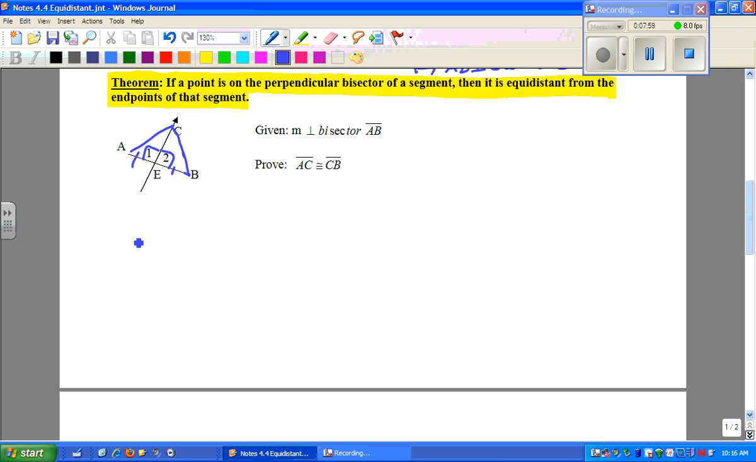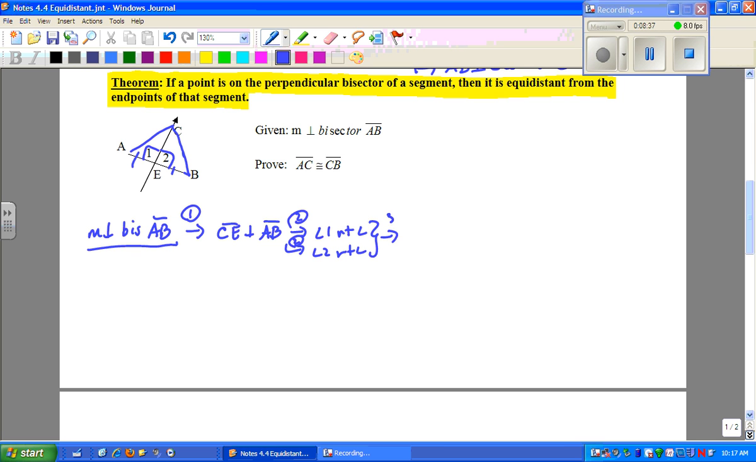Okay. Well, ultimately, what are we starting with? We're starting with that M is the perpendicular bisector to AB. Okay. Well, I told you that causes what from above? Perpendicular, right? And it being bisected. So we can say that CE is perpendicular to AB. Okay. Which is then going to cause us to get angle 1 is a right angle, and angle 2 is a right angle. And then we'll know that angle 1 is congruent to angle 2.